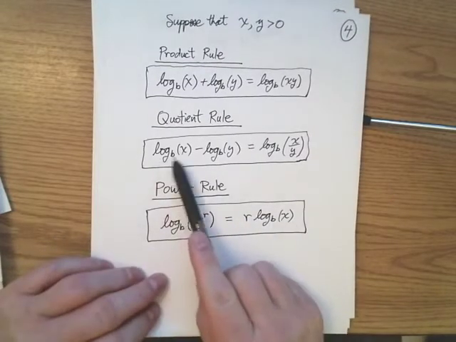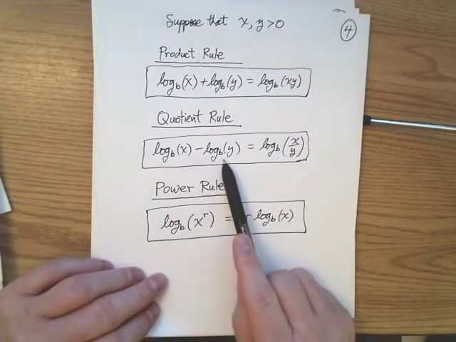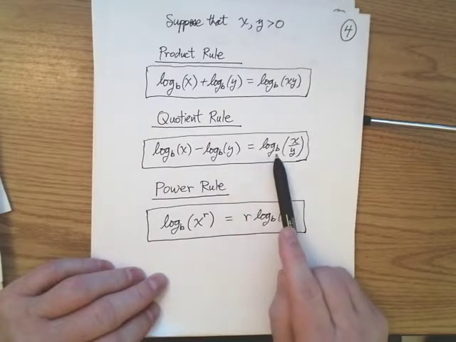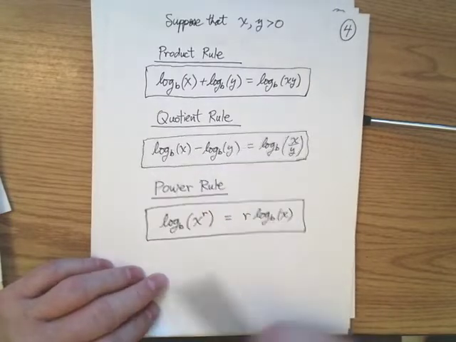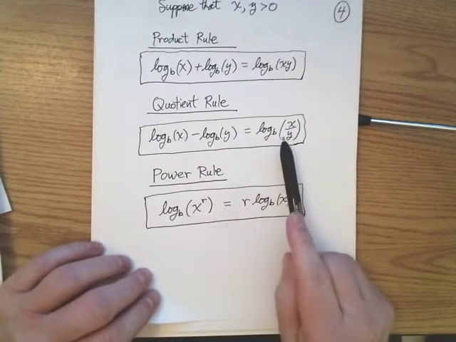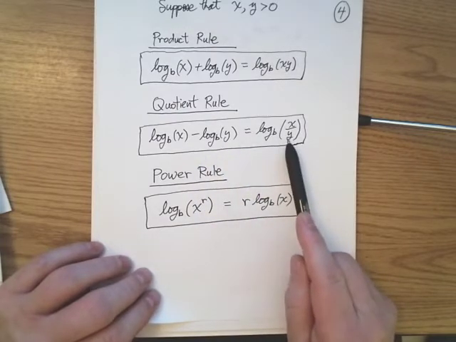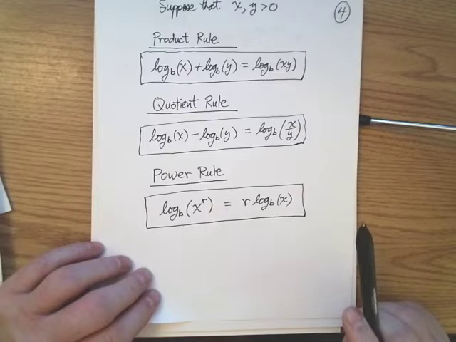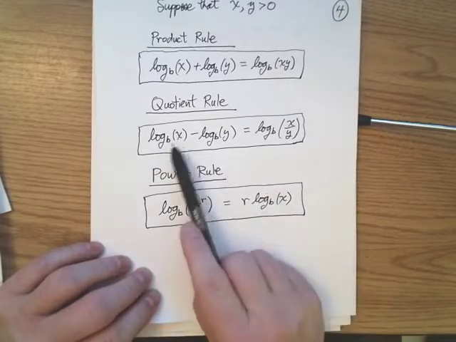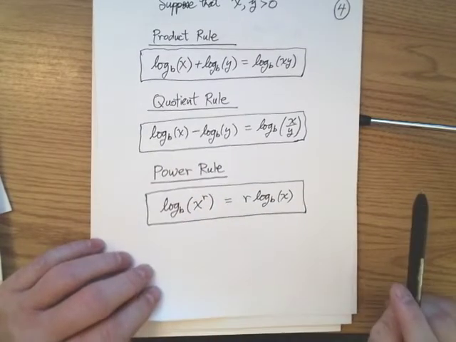Okay, the quotient rule. Logarithm base b of x minus logarithm base b of y is the logarithm base b of the quotient of the two. Okay? All right. Well, once again, if you're dealing with a common base and you take a quotient, what do you do? You take the difference of the exponents, right? These are exponents. You're taking the difference of the exponents.